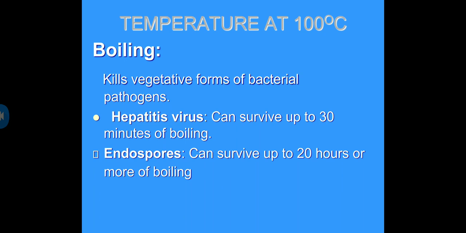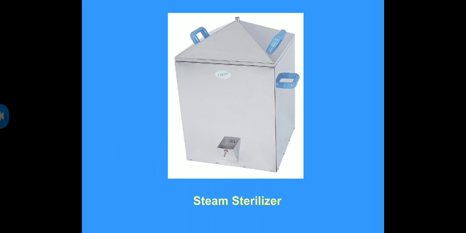At a temperature of 100 degrees Celsius, boiling kills vegetative forms of bacterial pathogens. Hepatitis virus can survive up to 30 minutes of boiling. Endospores can survive up to 20 hours or more of boiling. This diagram is our steam sterilizer.